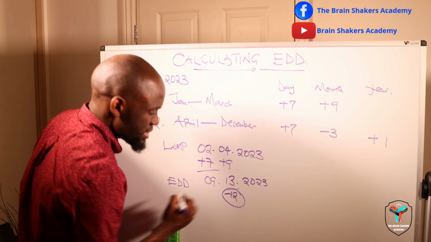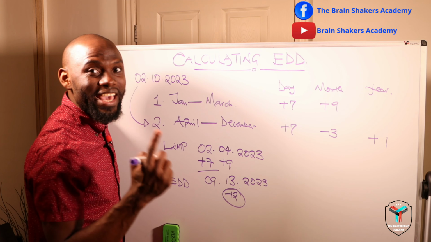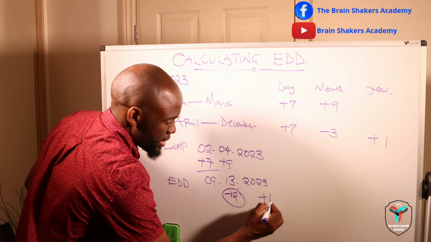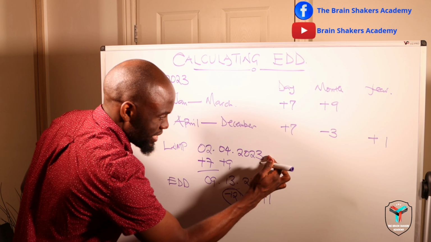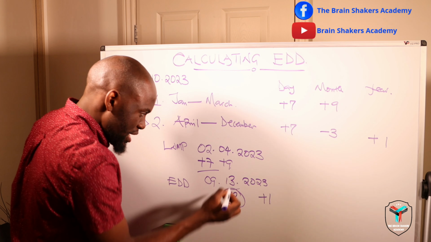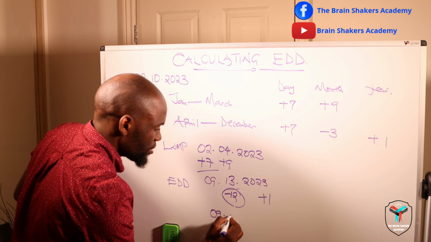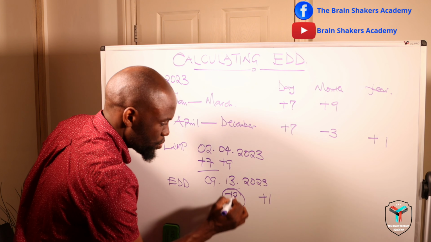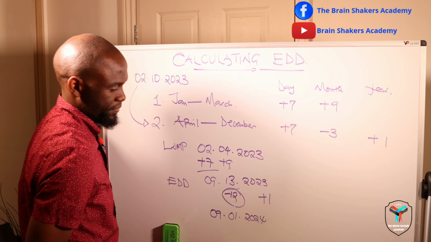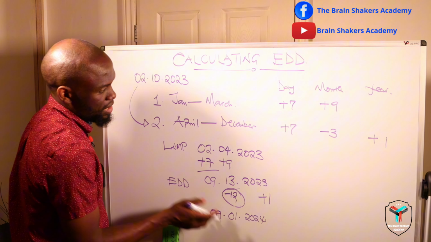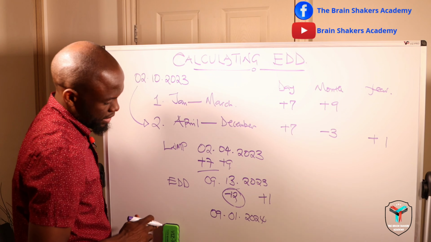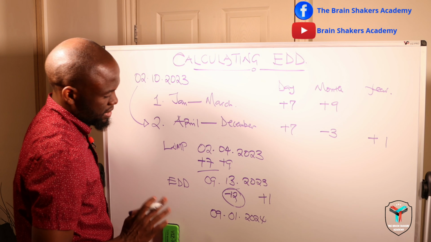So this 12 months that we have deducted here is a year, and this is the one that we are going to add to the 23 that we have brought down from here. So meaning that when we deduct this from this, it will give us the 9th of 01, which will be January 2024. So this is basically how we can apply the first part of this calculation of the expected date of delivery.